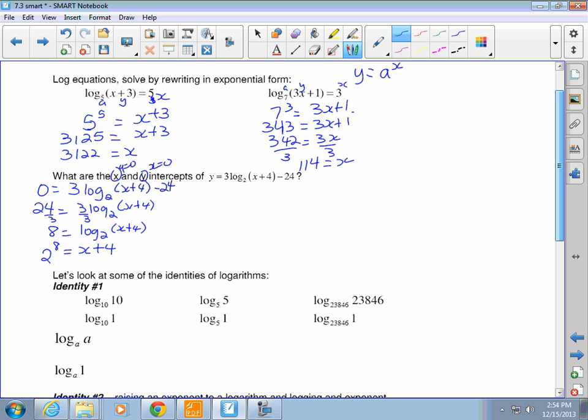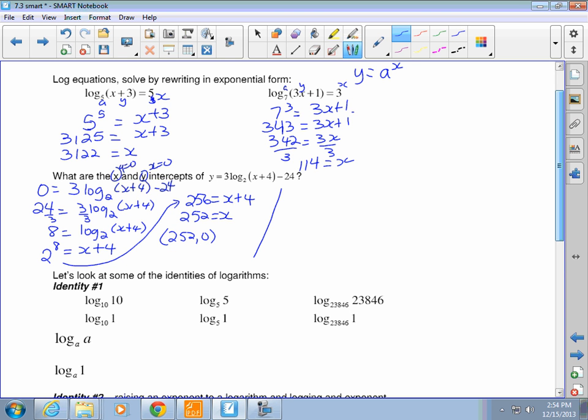Then I just solve 2 to the power of 8, which is 256, equal to x plus 4. Subtract 4, 252 is x. So that is your one solution. Your x-intercept then would be at 252 and 0 if they need it as a coordinate.